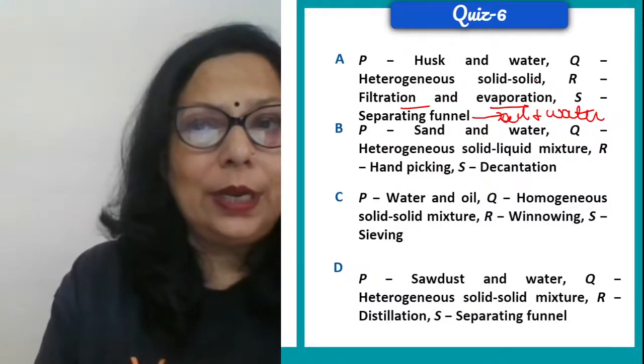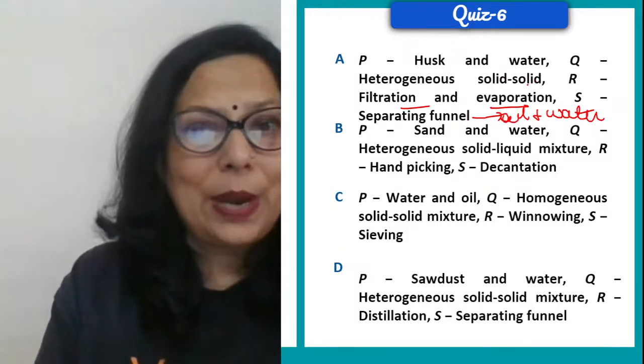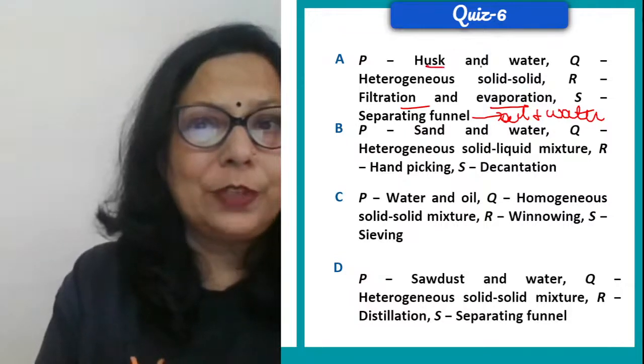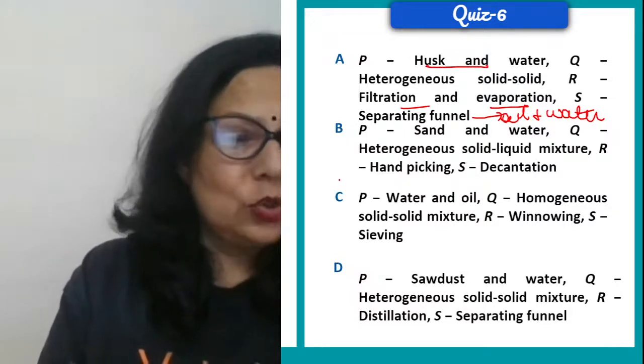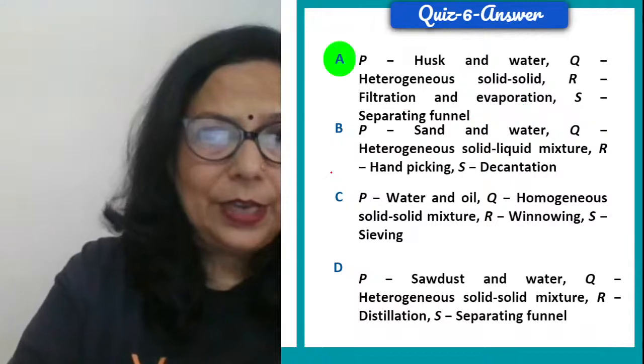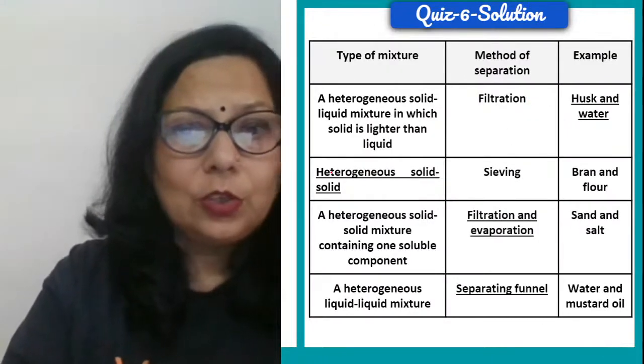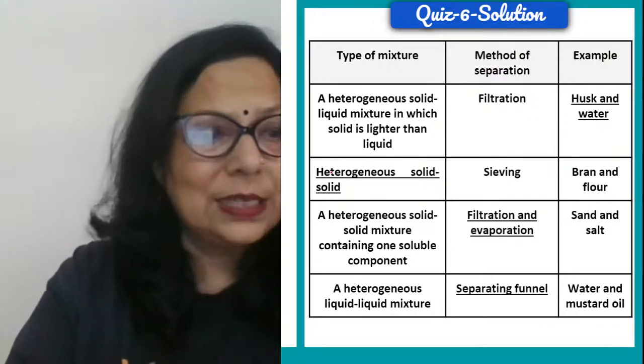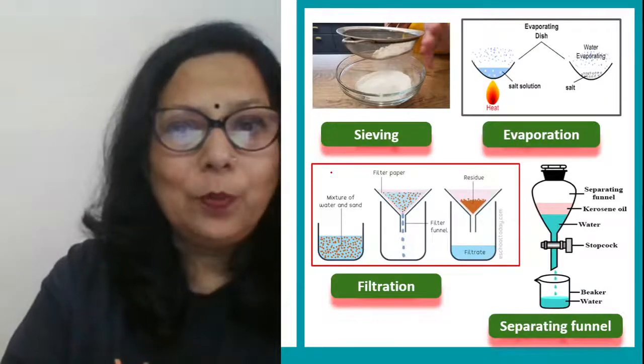Heterogeneous solid-solid, yes, two solids are there, bran and flour, so that is a heterogeneous solid, and this you will separate by filtration. So this is the answer. Very thoughtful, very good question. So this I have explained to you, we have discussed it, you can see it from here. We move on to the next.